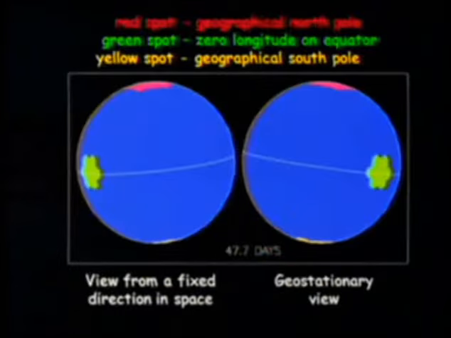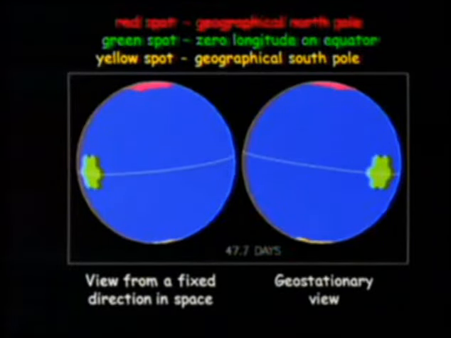It's possible to solve the Euler equations numerically and obtain solutions that display this behavior. And so here's an animation sequence, and let me try to help you follow what's going on. I've put a red spot at the geographical North Pole, a yellow spot at the geographical South Pole, and I have one spot, a green spot, along the equator, just to help you see what's going on.